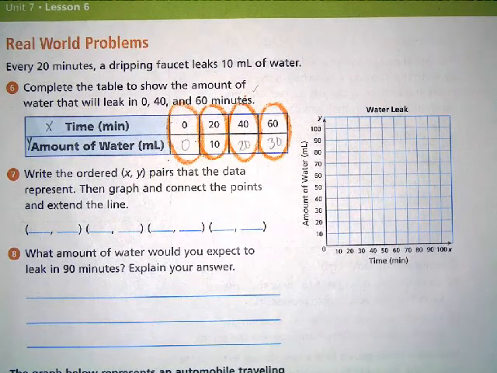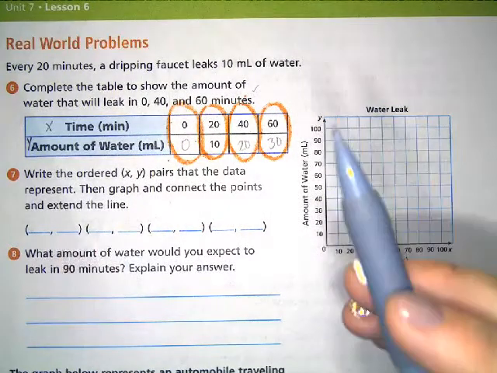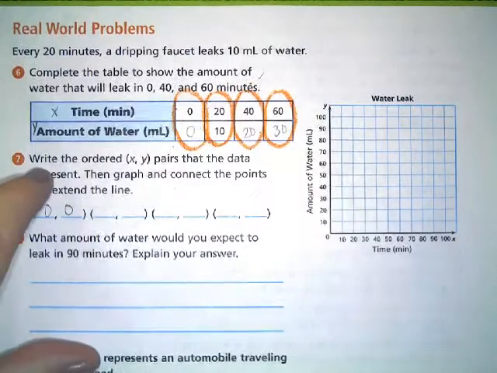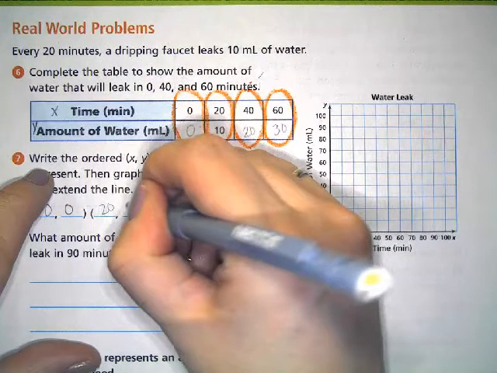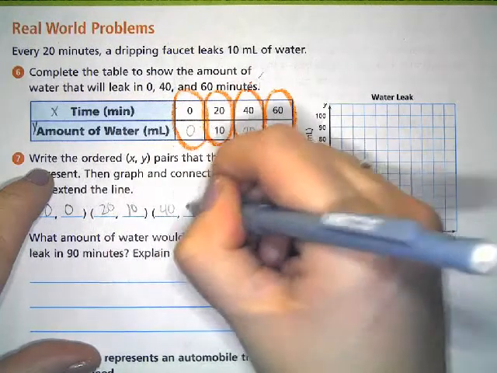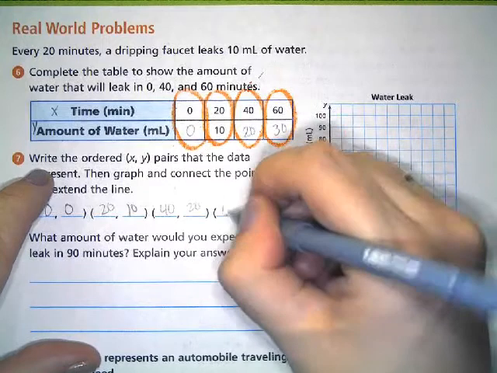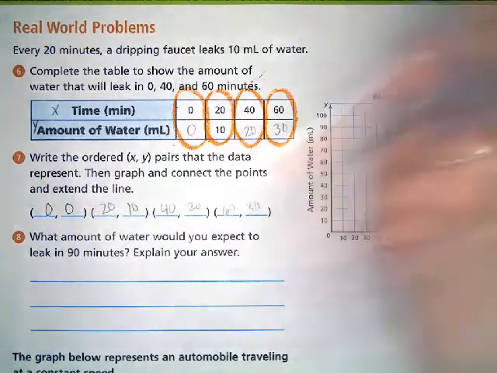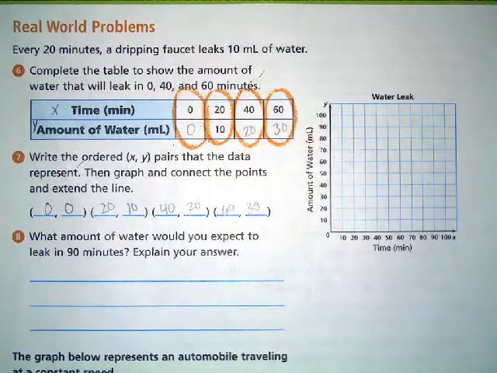We've completed the table. Check. Number 7. Write the x, y, or the ordered pairs that the data represent. Oh, they're combining a lot of things here. Then graph and connect the points and extend the line. Number 7 just did 4 things. So you will miss a ton of points if you don't follow all 4 things. Let's do this. Write the ordered pairs. Okay. 0, 0. 20, 10. 40, 20. And 60, 30.